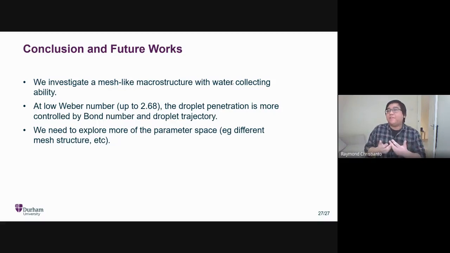Maybe we play with different mesh structures because in the experiment they play with different pore angles. They play with 90 degrees, 45 degrees, and the angle between them. They also play with different ratios of the droplet size and the pore size. So it's also what we want to do. We also have another plan for maybe stacking the structure to see how that will behave.